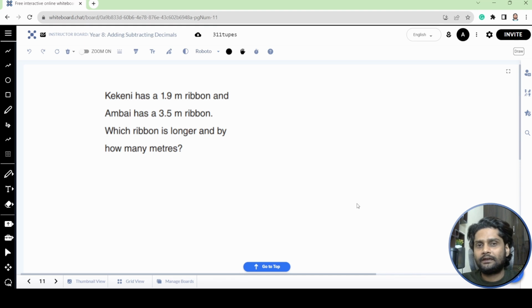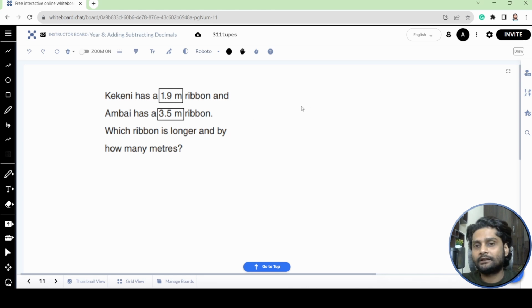Question says Kekuni has a 1.9 meter of ribbon and Ambai has a 3.5 meter of ribbon. Which ribbon is longer and by how many meters? So students, of course, it looks like this is just 1.9 meter. The second person has 3.5 meter long ribbon. So definitely the second person has the longer ribbon. Okay, second value is bigger. Now we need to figure out how much it's longer.